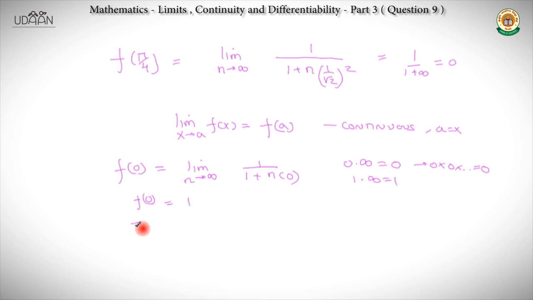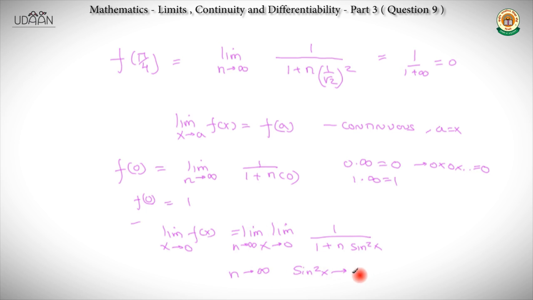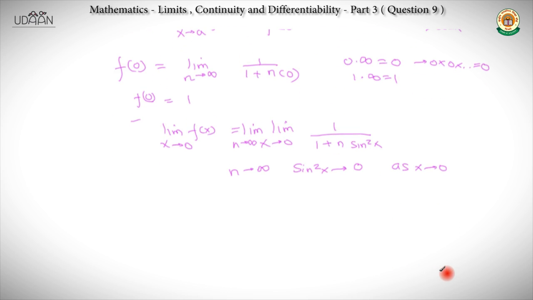Okay, so now we have to check the limit of f of x when x tends to 0. Applying this, we get the limit x tends to 0 of 1 upon 1 plus n times sine square x, also with n tending to infinity. So n tends to infinity, and sine square x tends to 0 as x tends to 0.